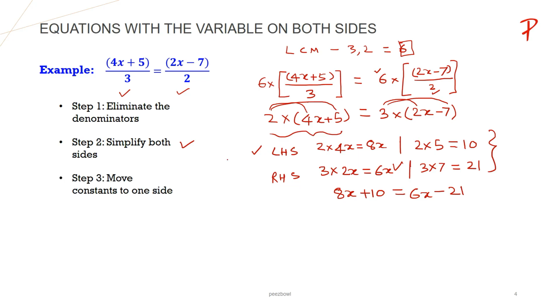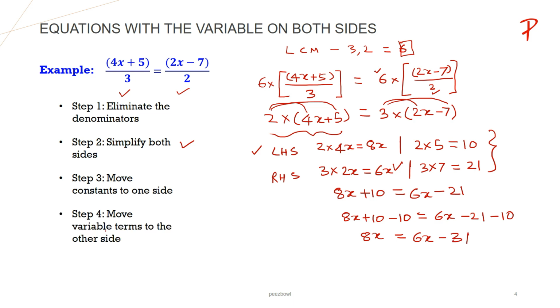That is to move constants to one side, right? So let us subtract 10 from both the sides. So on the left hand side, we will not have any constants, right? Let us do it. 8x plus 10 is equal to 6x minus 21. So we have to subtract 10 on both the sides. So 8x on the left hand side, plus 10 and minus 10 will cancel each other. And on the right hand side, we have 6x minus 21 minus 10, which is minus 31, right?